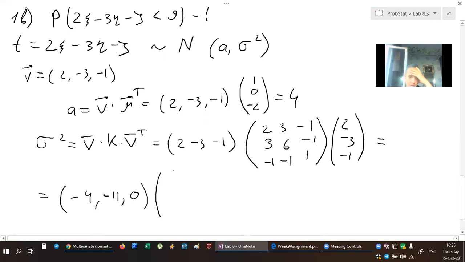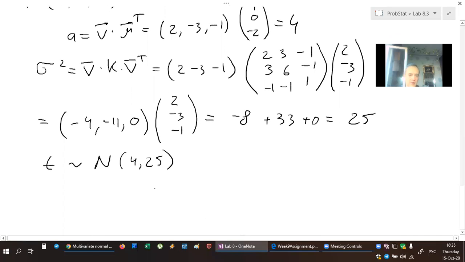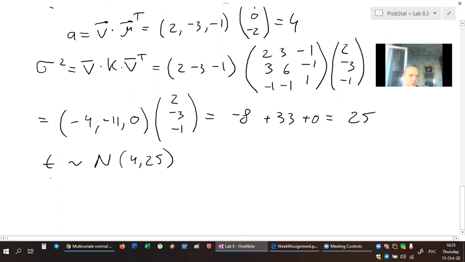We multiply it by the column 2 minus 3 minus 1. So then we have minus 8 plus 33 plus 0, which is 25. All right, so this random variable is normally distributed with parameters 4 and 25. I like the number 25. We can easily take a square root of it. Okay, so we need to find the probability that t is less than 9.